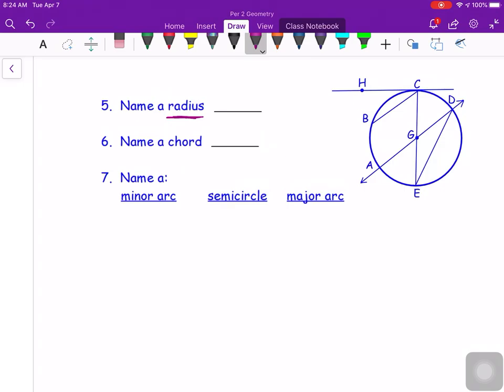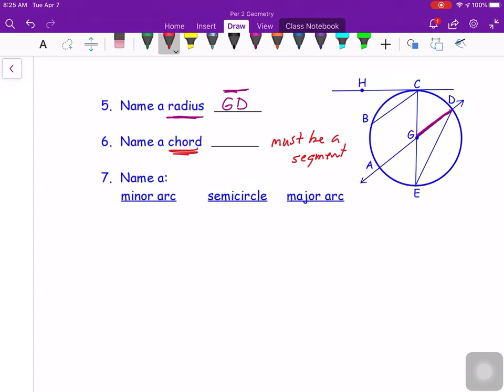Okay, a few more vocabulary questions. The next question asked us to name a radius. A radius can be a distance from the center of a circle to a point on the circle, or it can be a segment. Usually when they ask you to name a radius, they want the segment. So if I go from G to the D, segment GD.